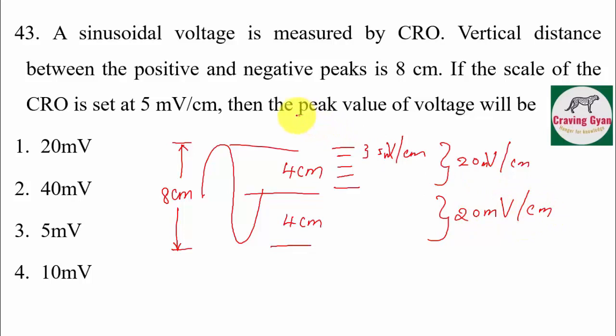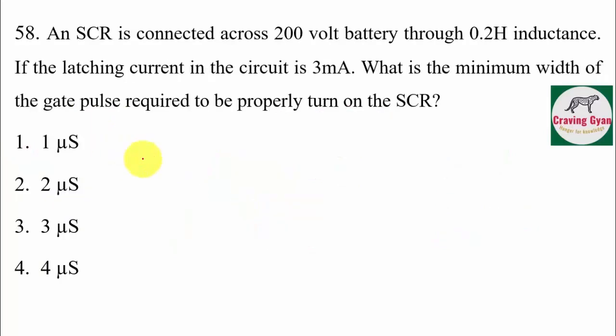Now what they are telling is the peak value of the voltage, peak value means positive peak, right? So it is 20 millivolt. If they are asking peak to peak, then it would have been 40 millivolt. So another trap question. So option 1 is correct.